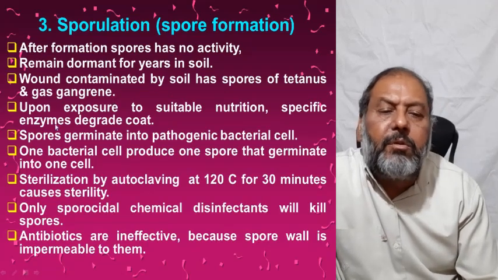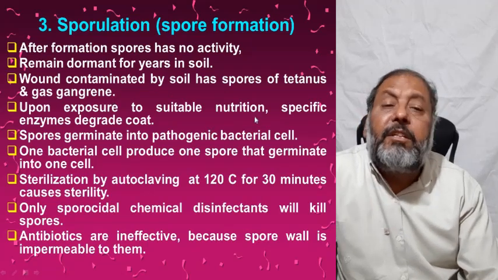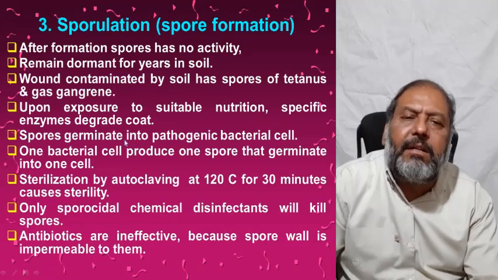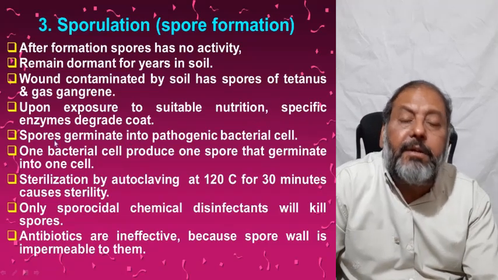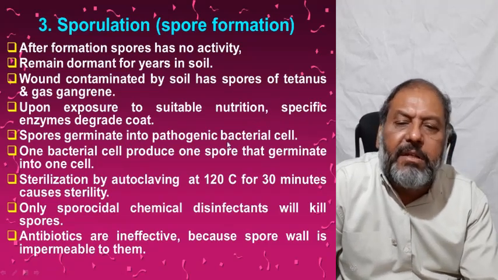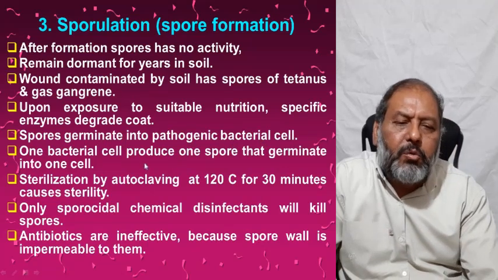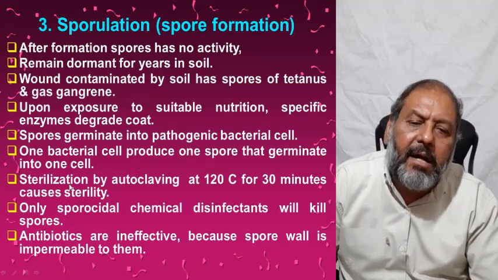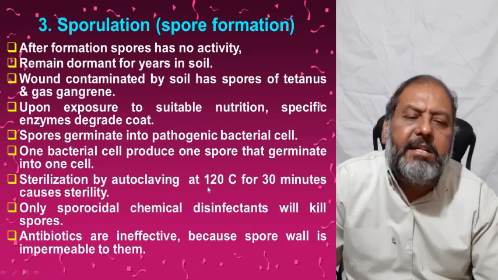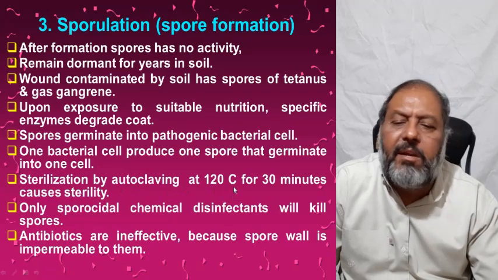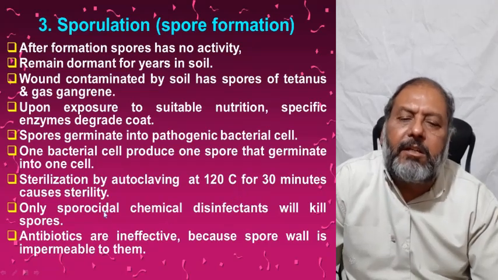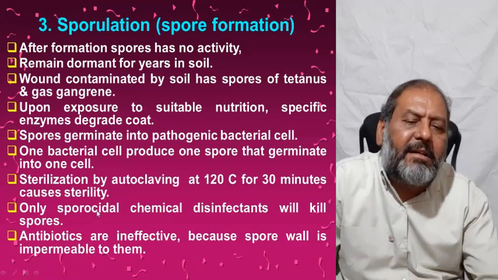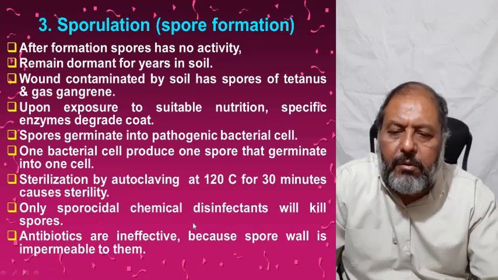When exposed to suitable nutrition, these spores get entry to the human body. Specific enzymes degrade the coat of the spores. Spores germinate into the pathogenic vegetative bacterial cells. One bacterial cell produces one spore that germinates into one cell, and sterilization by the autoclave at 120 degrees centigrade for 30 minutes can kill the spores and cause sterility, or only sporicidal chemical disinfectants will kill spores.